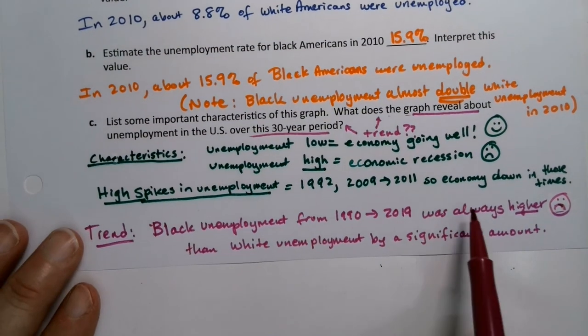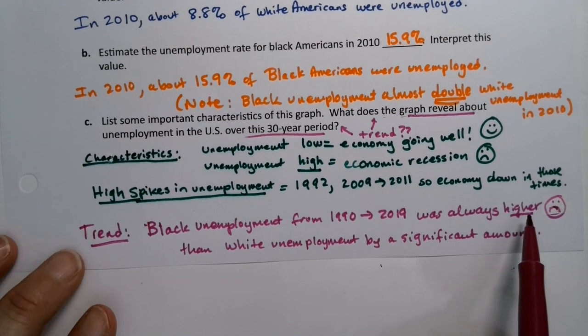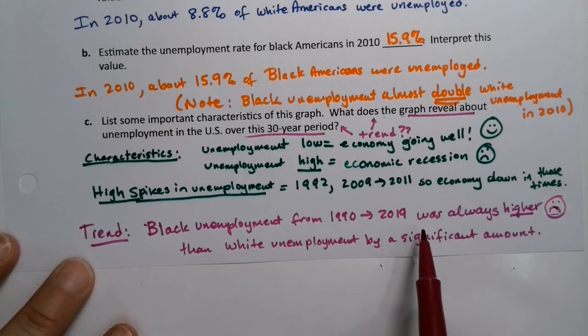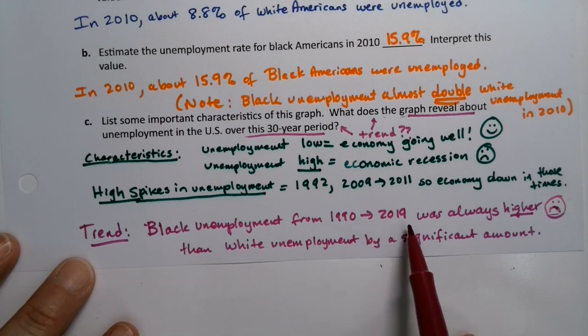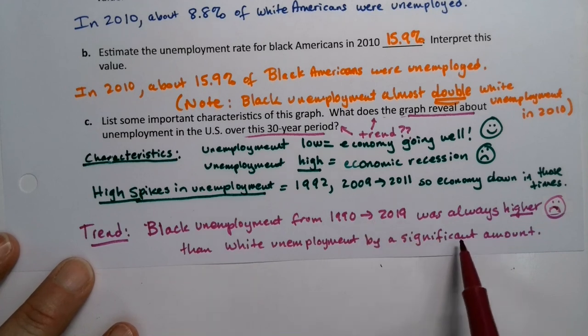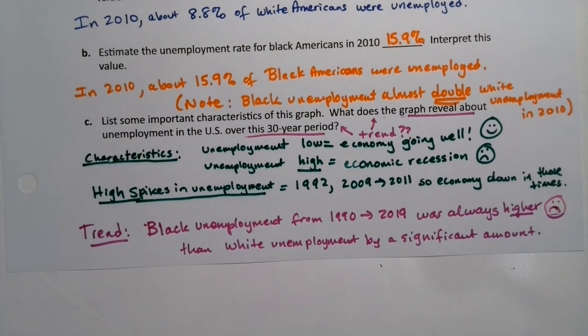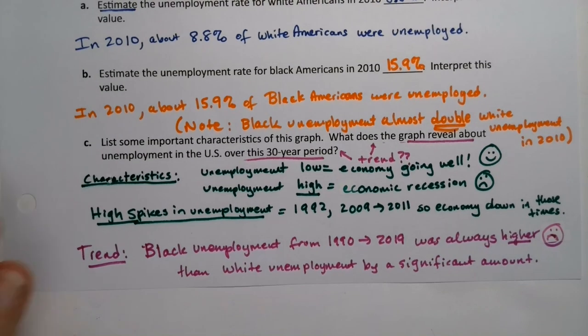So remember, being higher on this graph is not a good thing. So the fact that Black unemployment is always significantly higher throughout the entirety of those 30 years, right? That's showing something about unemployment and about the economy in the U.S. and about racial problems in the U.S. And that's being exposed by that graph.